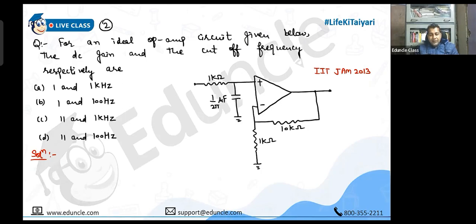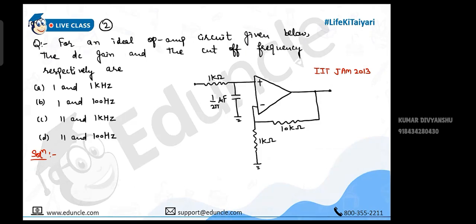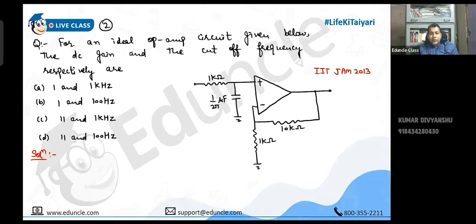Can anyone tell me what you mean by DC gain? Why is it called DC gain? It is at F equal to 0. Yes, it is the gain for DC voltage. For AC voltage, the gain will be different because gain varies with frequency. So you can also call it gain at zero frequency.